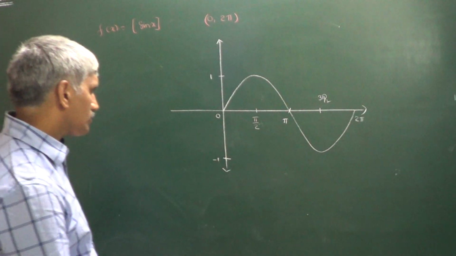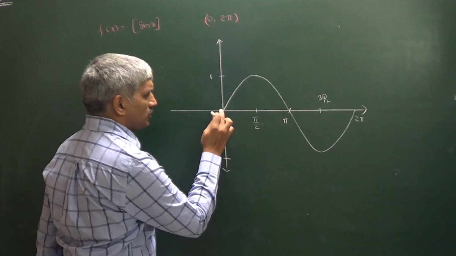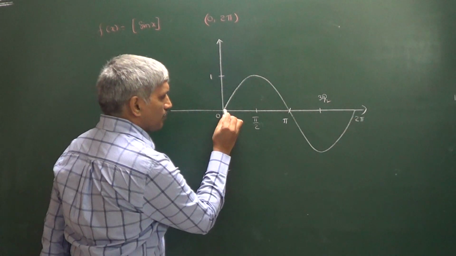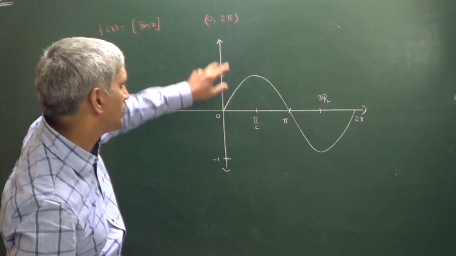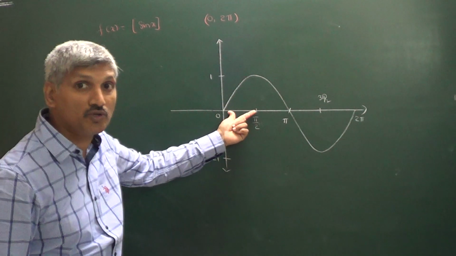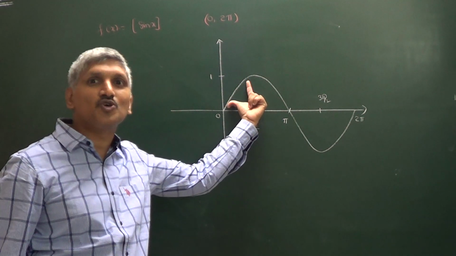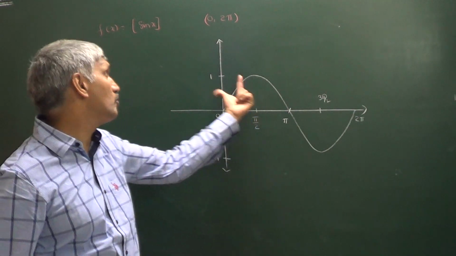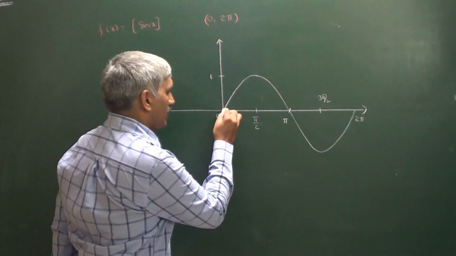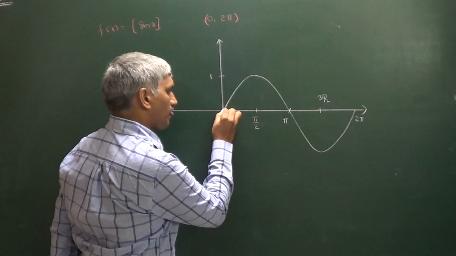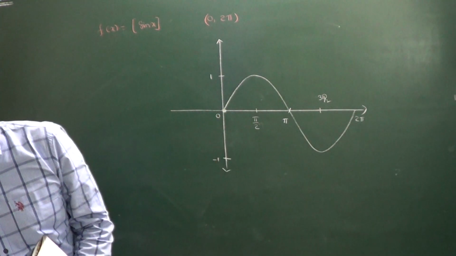Right. Now you can observe the open interval 0 to 2 pi. No doubt at 0 it is 0 only, but if x values are between 0 to pi by 2, observe the graph of sin x. Sin x values are between 0 to 1. Between 0 to 1, the integral part becomes 0. So that's why you will get 0 only. So I am shading with a different color here.